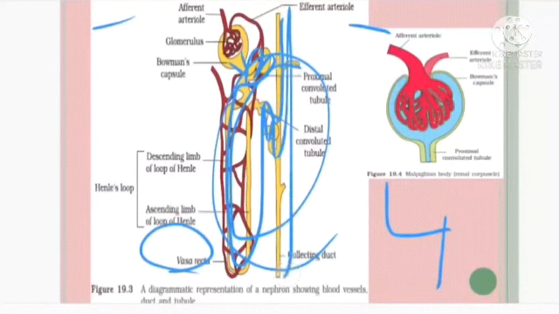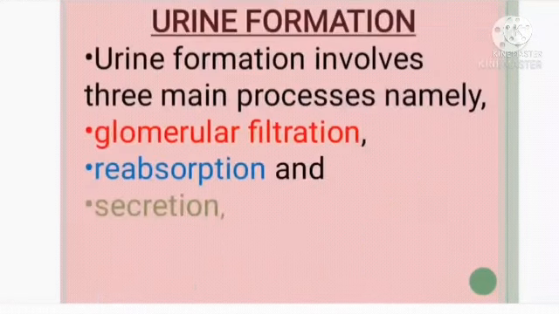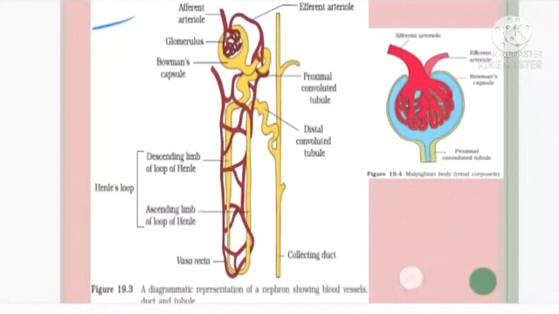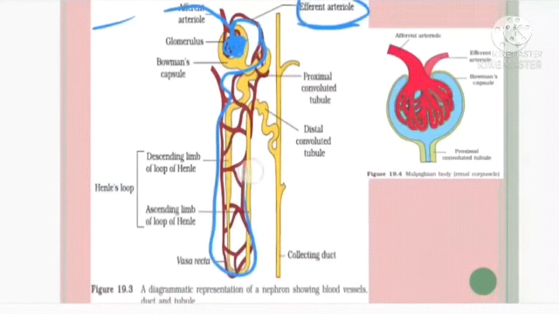Next we are going to discuss urine formation. Before that, the structure of the nephron, once more I will just say. Through the afferent arteriole the blood is moving into the nephron. The afferent arteriole is dividing into many capillaries called the glomerulus. Thereafter, from the glomerulus, one artery is moving out, which we call the efferent arteriole, which after coming out divides into many capillaries called vasa recta.